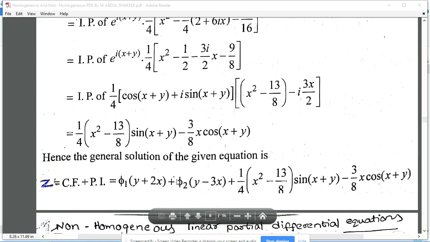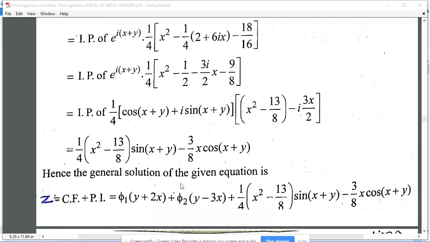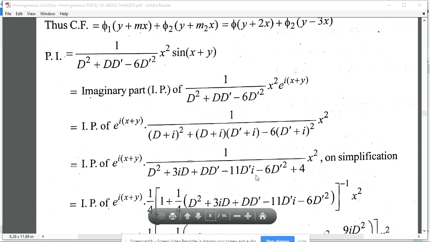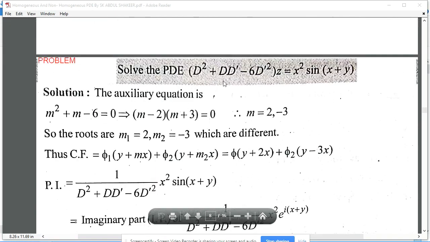Hence the required general solution is obtained by adding these two solutions. Two solutions means complementary function CF and particular integral PI. It is the required value of z which satisfies the given partial differential equation. That is, z is a dependent variable and x, y are independent variables. The equation satisfying value is z. That is the required complete solution. Thank you.